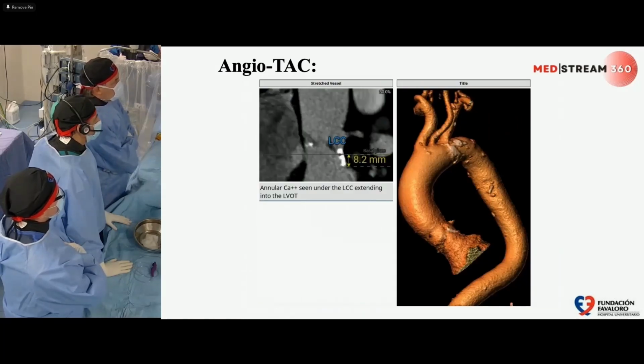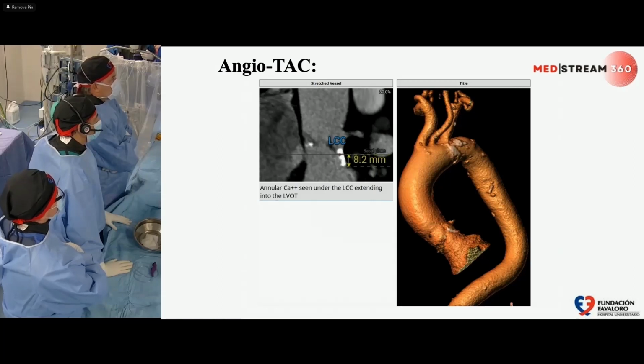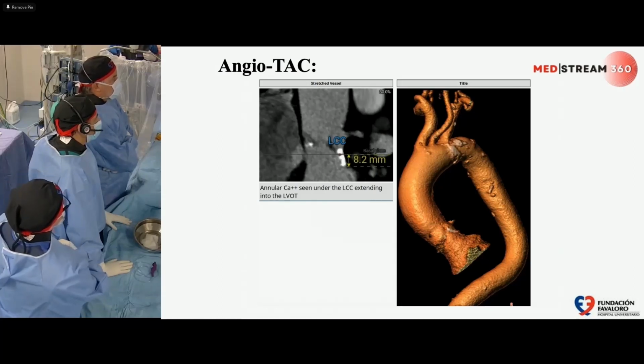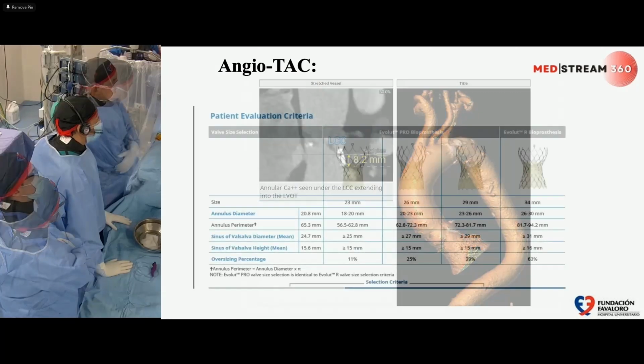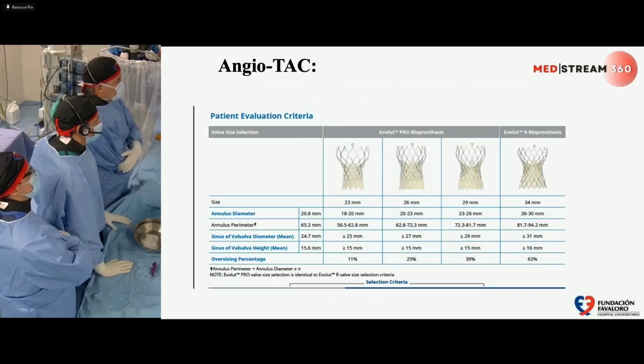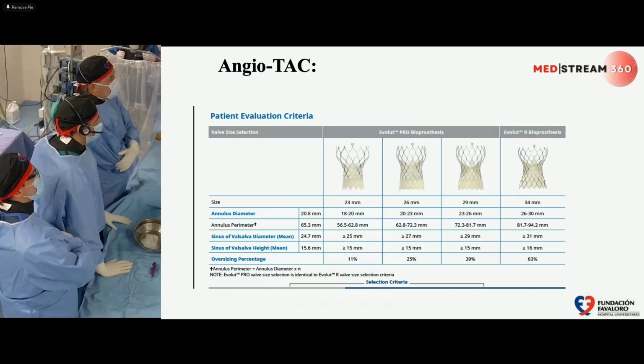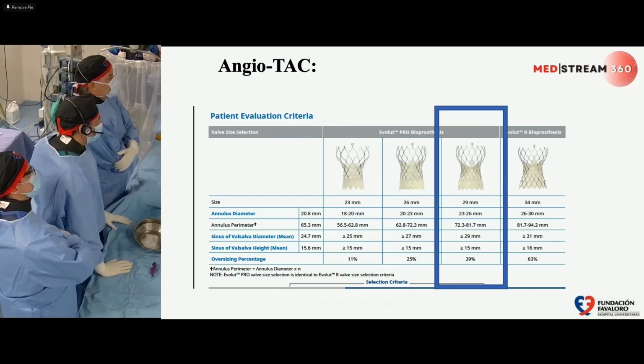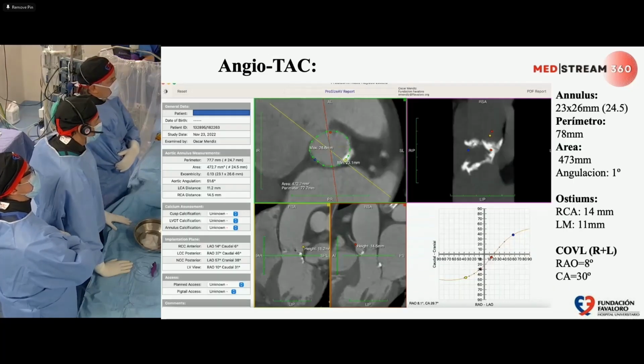And here in the angio CT, we observe also, I wouldn't say significant, but important calcification at the LVOT below the left coronary sinus. So according to the perimeter and according to the instructions for use of this valve, next, we are again a little borderline, but we decided to go with the 29 valve. In this case, next, we decided to pre-dilate.